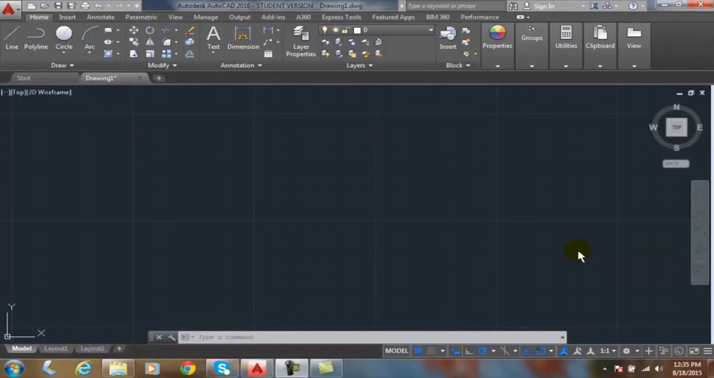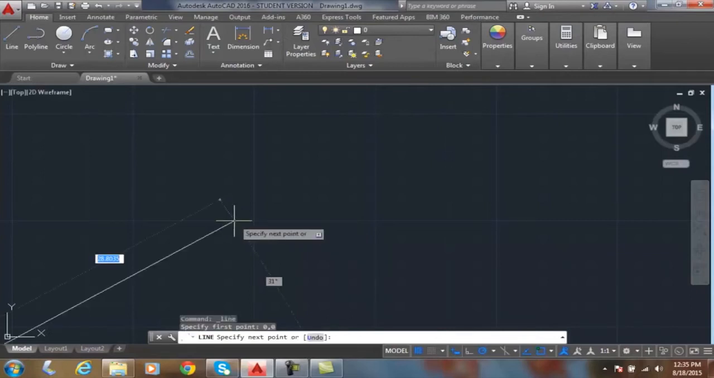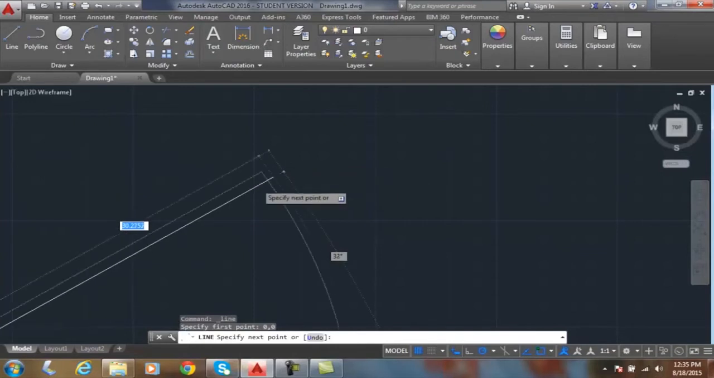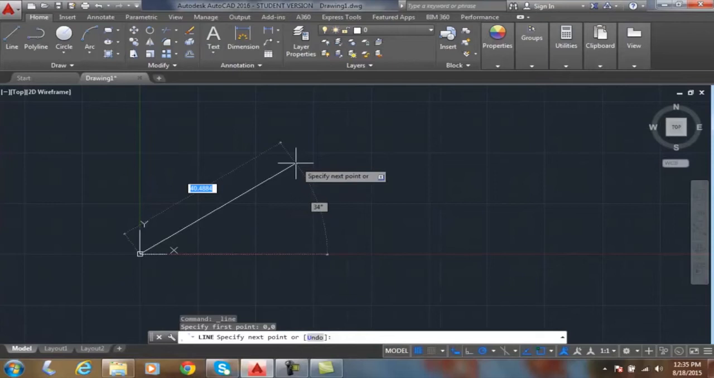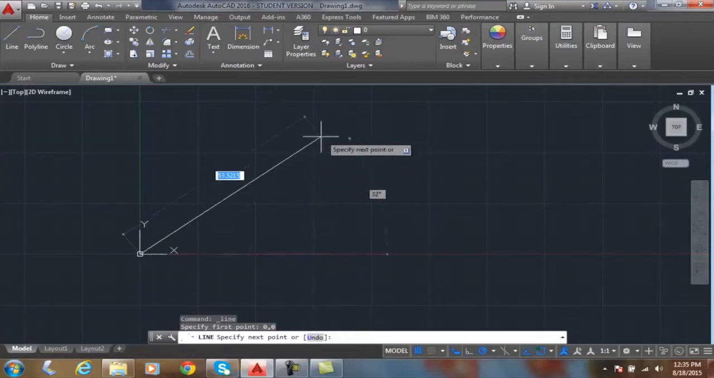Let's draw a line and see. It asks for a specified first point. If you want to start from the origin, we type in 0,0 and then we hit enter. And now you can see that my line is coming from the origin. I will roll the scroll wheel, and there you can see it. So I got one end of my line at 0,0.